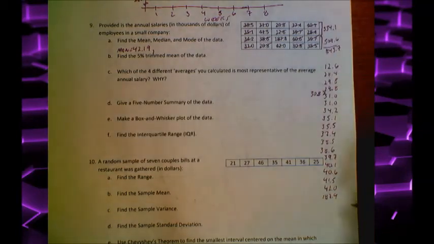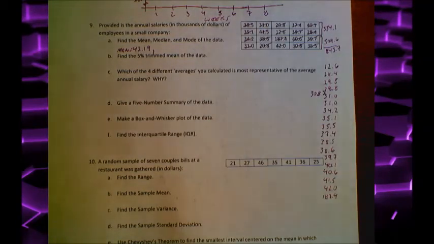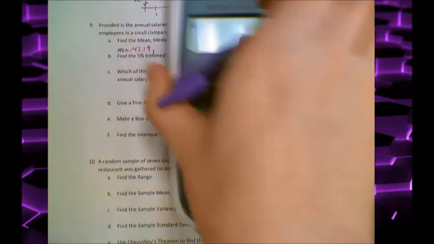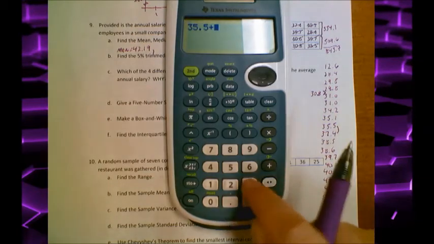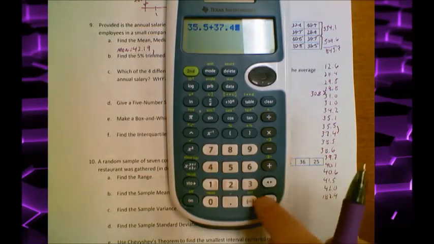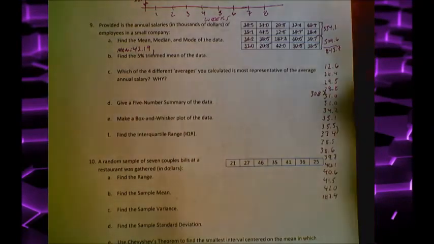So now I have this kind of ordered set, which is going to be a little bit nicer for me to work with, especially when I get to these later parts like the box and whisker plot. My median is going to be my middle number. I have 20 sets here, so if I go 1, 2, 3, 4, 5, 6, 7, 8, 9, 10, maybe halfway between these two is going to be my median. So I just want to average those. So a 35.5 plus 37.4, and I want to divide that by 2. I get 36.45.